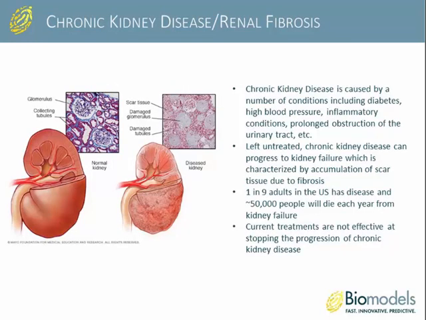The next disease model that I'd like to talk about is a renal fibrosis model that we offer. Chronic kidney disease is caused by a number of conditions, which include diabetes, high blood pressure, different inflammatory conditions, and can also result from prolonged obstruction of the urinary tract. Left untreated, chronic kidney disease can progress to kidney failure, which is characterized by accumulation of a lot of scar tissue due to fibrosis. As I mentioned, this is a very common disease in the U.S., and currently there are not many treatments that are effective at stopping the progression of this disease.